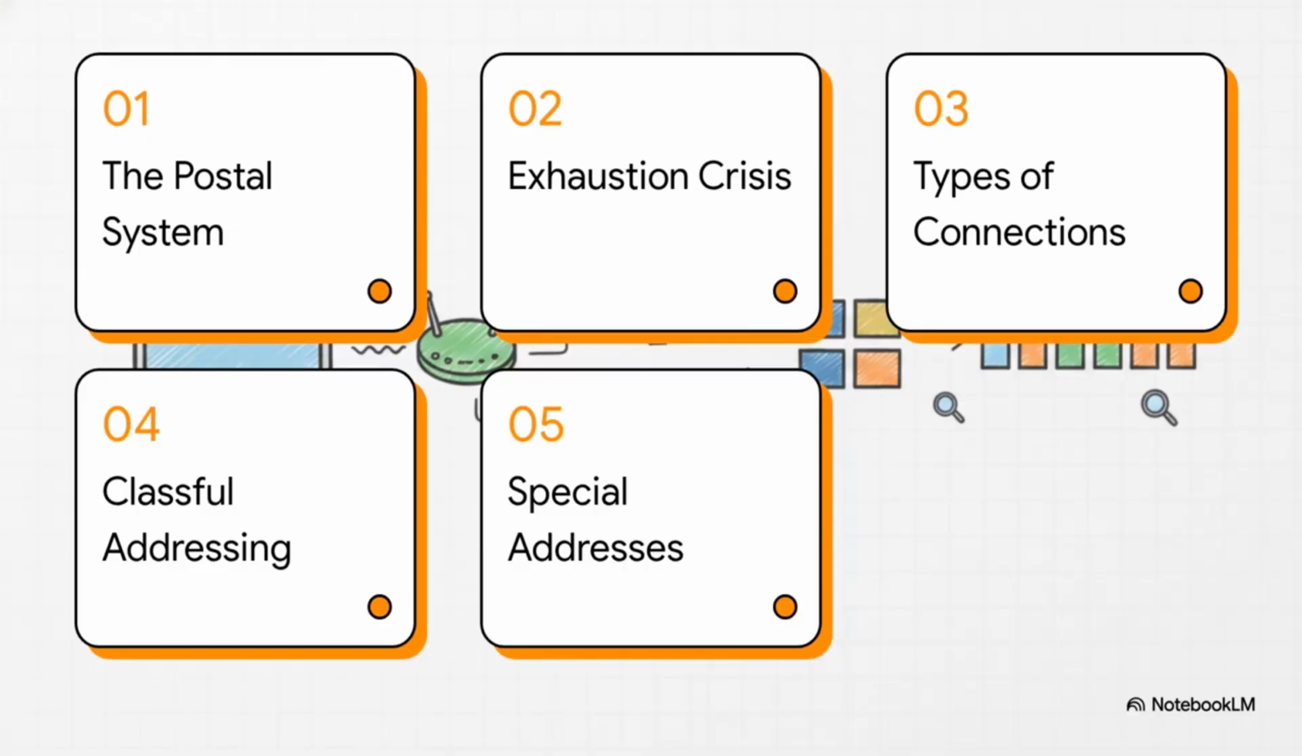So, here's our roadmap for today. First, we'll look at the internet's postal system. Then, the exhaustion crisis. Third, the types of IP connections. Fourth, classful addressing. And finally, we'll wrap up with special purpose addresses.